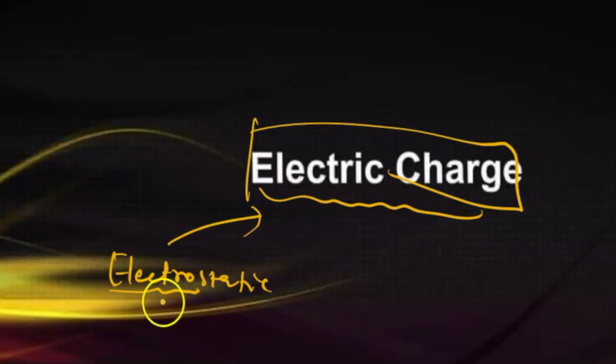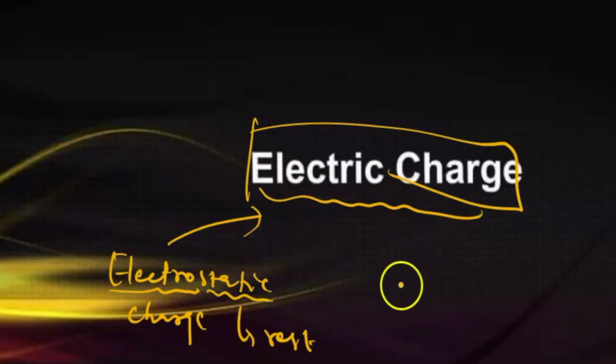So what does electro mean? Electro means we have charge, and static means, in simple words, rest. Here, basically, in electrostatics we discuss the effect of charge at rest. So first you have to remember this thing: in electrostatics we are going to study charge at rest.